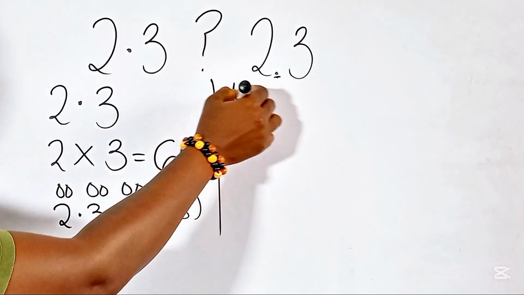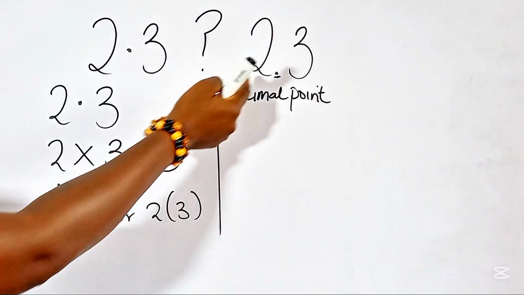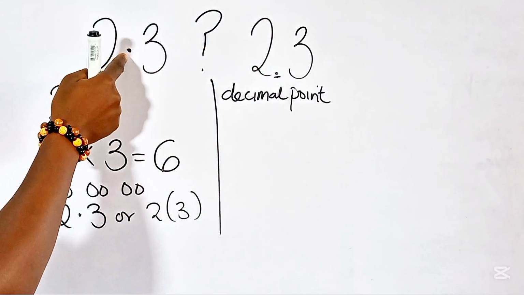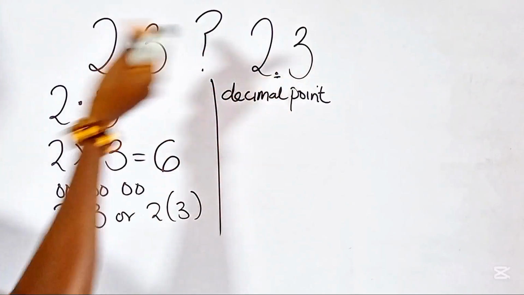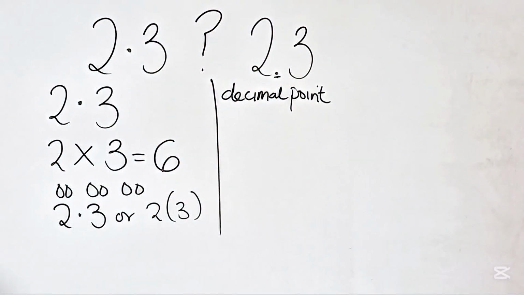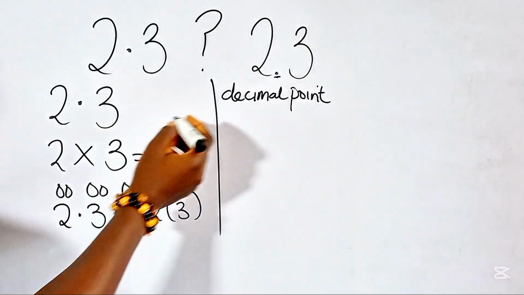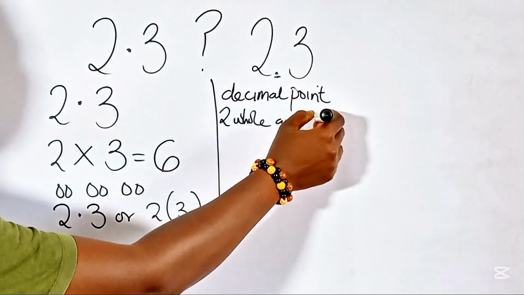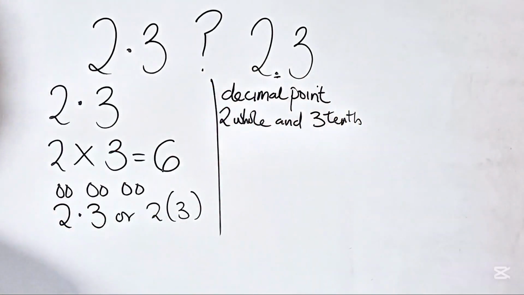So this dot that is placed at the bottom of both numbers is not a multiplication sign, but a decimal point. This point here completely changes the meaning. So when it is here, it's multiplication, but when it's at the bottom, it is a decimal point. So what this is telling you is you have 2 whole units and 3/10 of another unit.